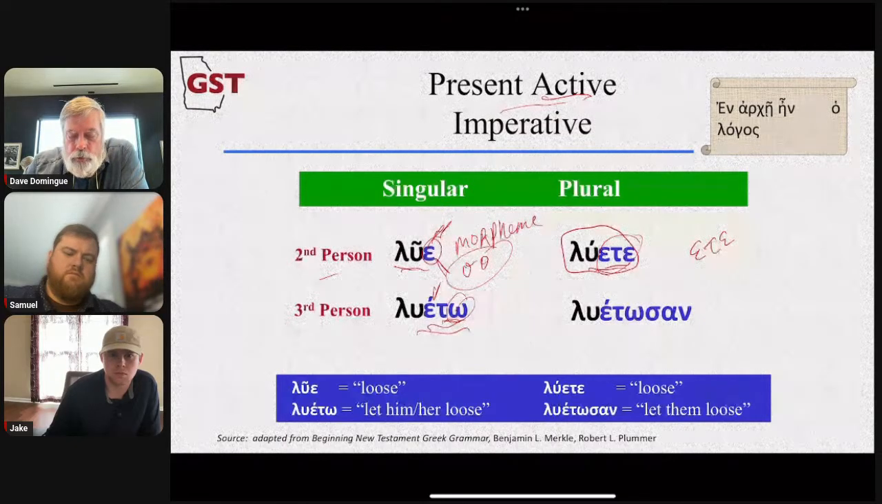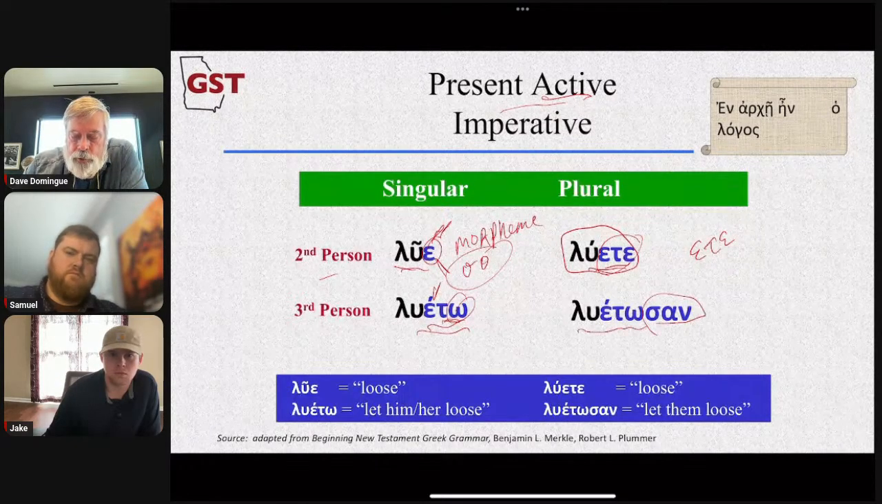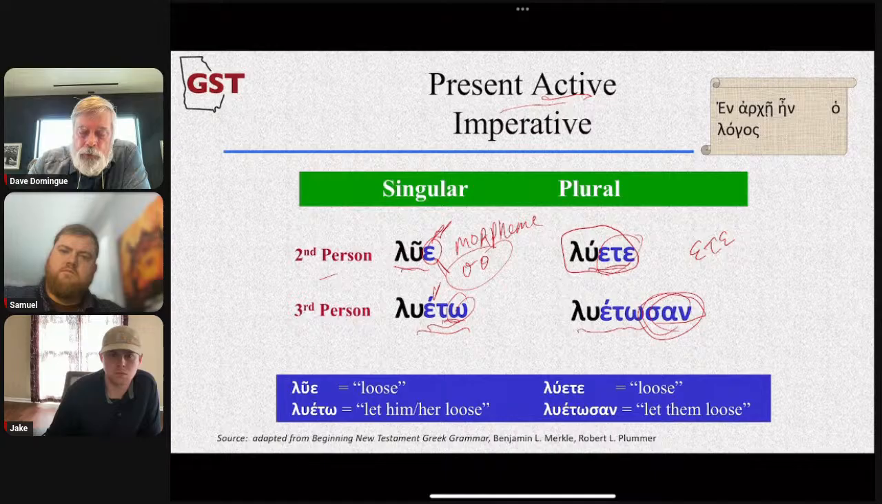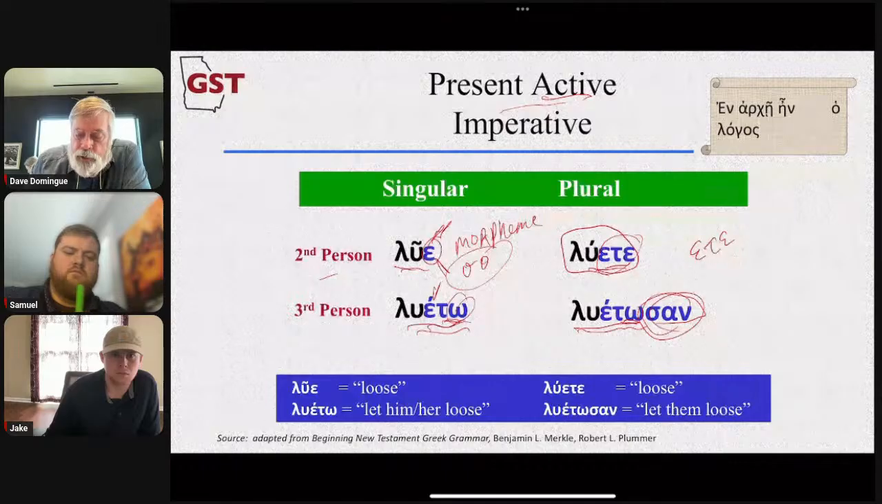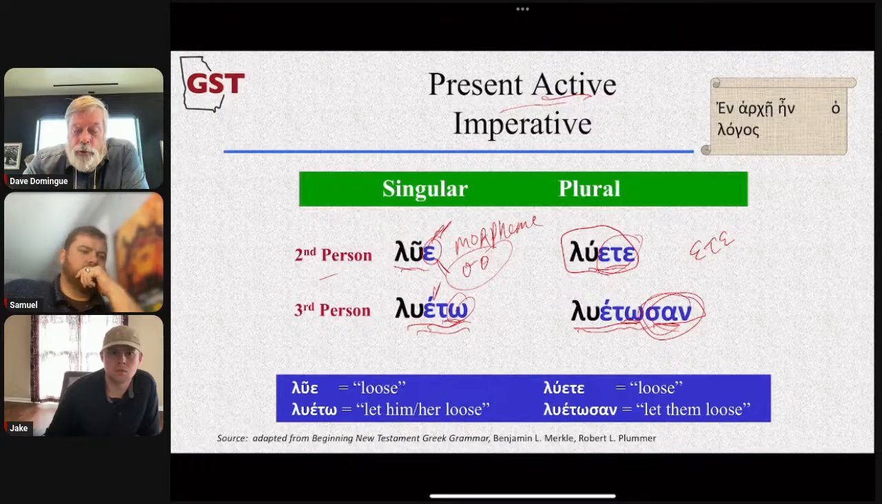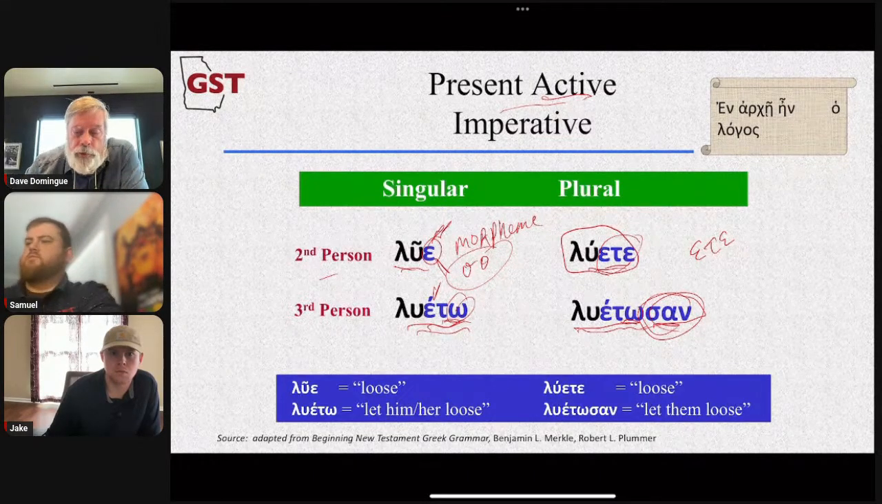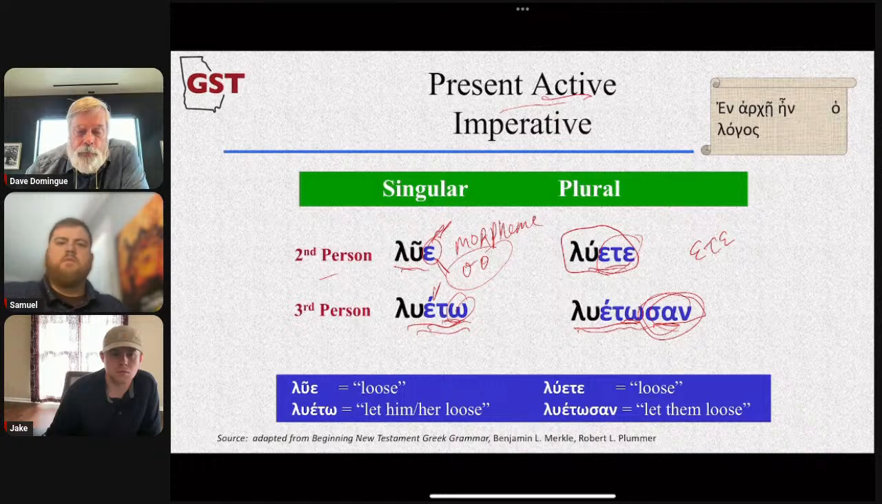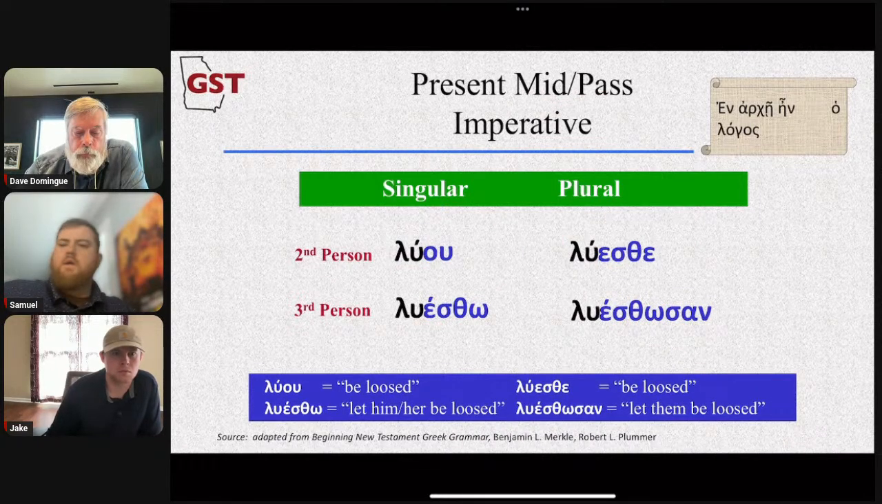So lueto and luetosan, there's our plural. When you see that san, you know you're in a plural form, and you still have the toe. So lueto, same thing, and now we're just adding the san, and that's our plural form in the third person. It's not real complex, but it's new. And these forms look like the indicative in some cases. So that's present active imperative. Any questions?